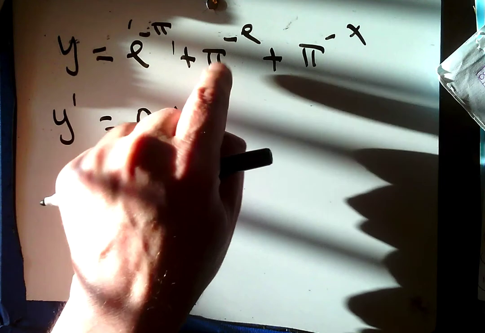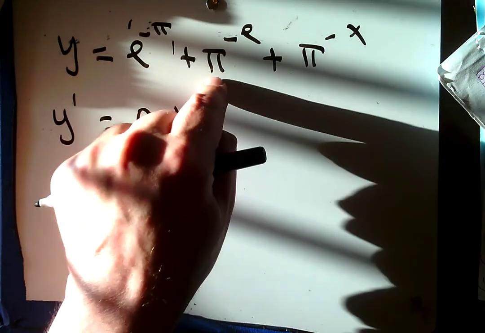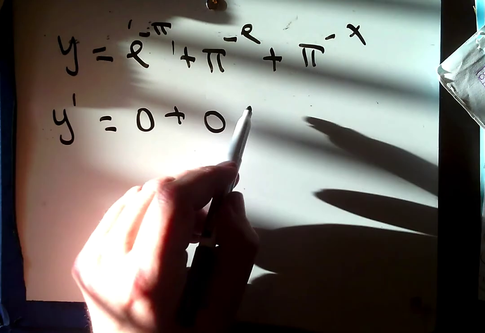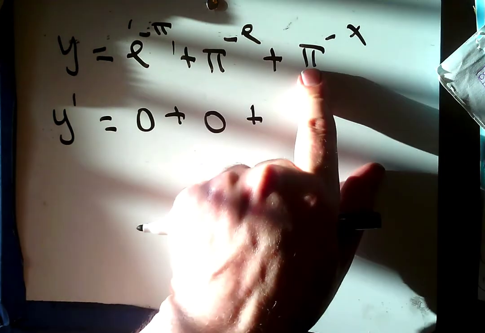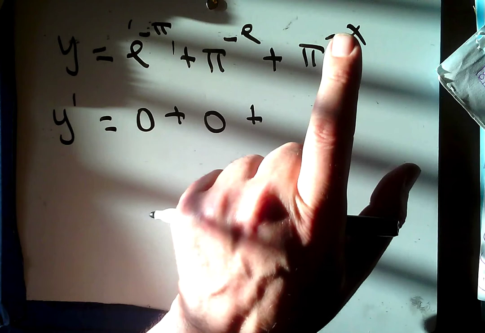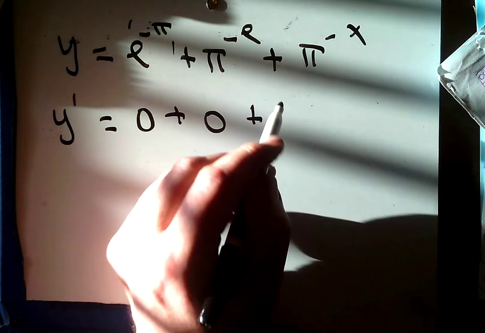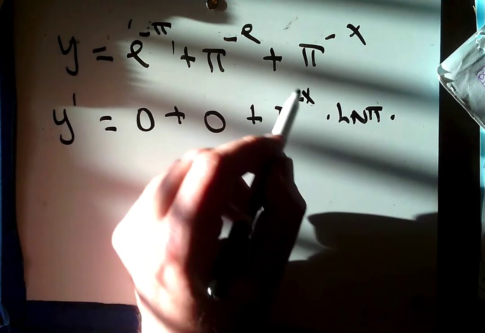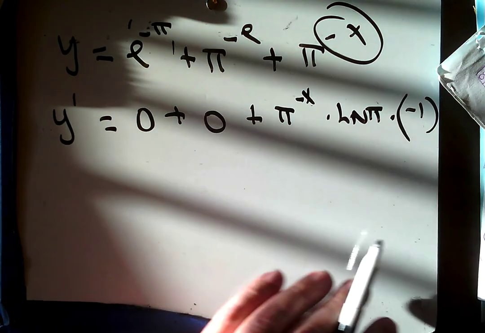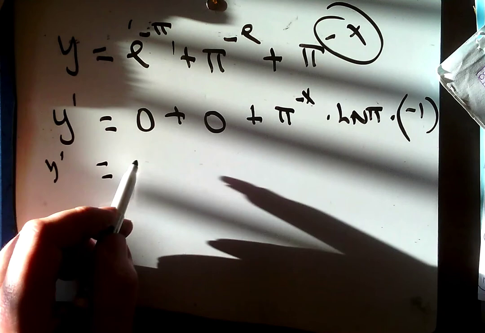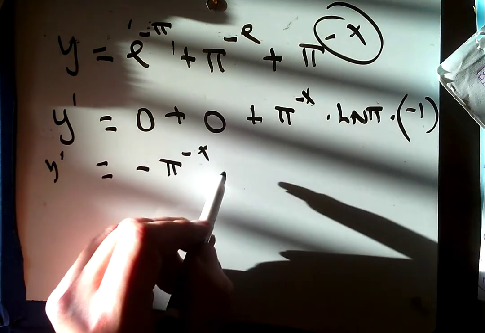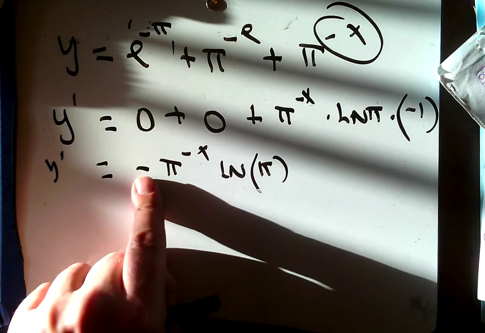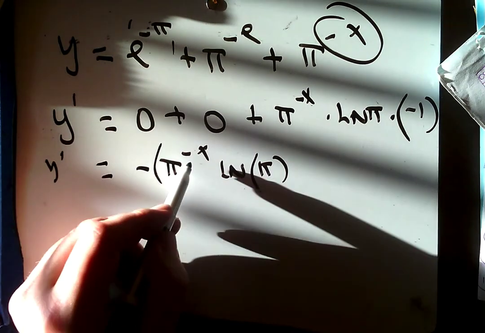So this is not pi to the x. This is a number raised to a number. This is a number. The derivative of a number is 0. But over here, I do see a number raised to a variable. So this is an exponential. The derivative of an exponential is itself times ln of the base times the derivative of the inside function. So my answer here, y prime equals negative pi to the negative x ln of pi. Some people like moving all the numbers out in front. It doesn't matter to me. What do you do with that?